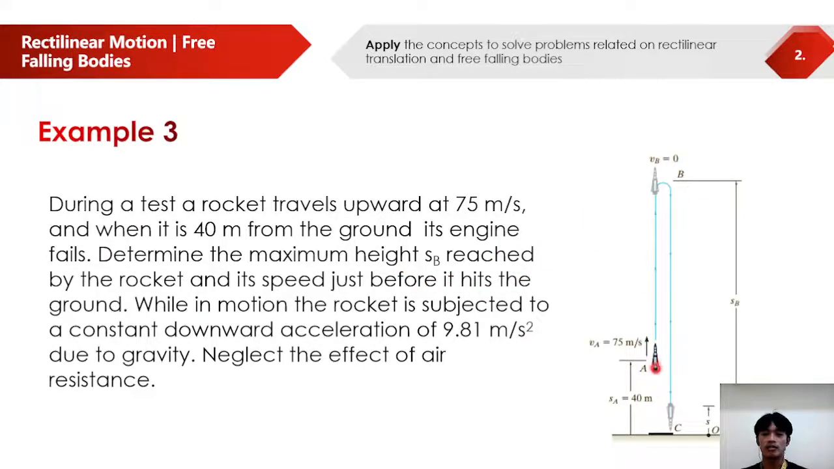We assume that there are three positions here from the origin: position A, position B, and position C. So what is the maximum height s sub B reached by the rocket and its speed just before it hits the ground? While in motion, the rocket is subjected to constant downward acceleration of 9.81 meters per second squared due to gravity. Neglect the effect of air resistance. In this problem, we have two requirements. We have to solve for the maximum height and the speed just before it hits, meaning it has not yet hit the ground.